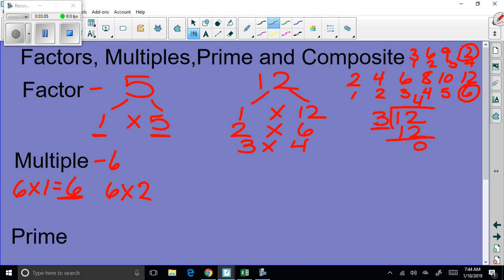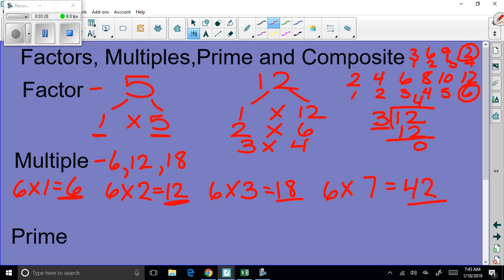6 times 2 equals 12. 12 is a multiple of 6. 6 times 3 equals 18. 18 is a multiple of 6. And I'll do one more. It doesn't matter what number you choose. So this time I'm going to choose 7. 6 times 7 is 42. 42 is a multiple of 6. There are many others. There are an infinite number of multiples for a number because you can go on forever.